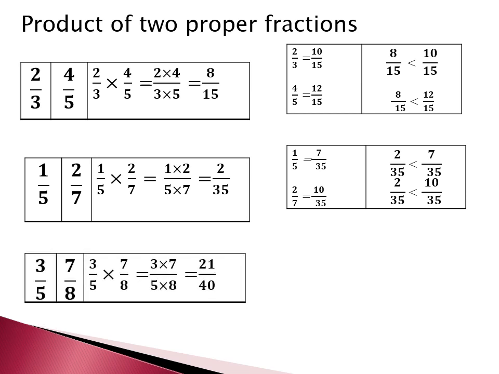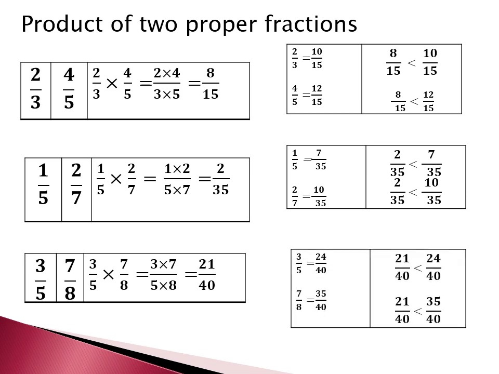Again, take 3 by 5 and 7 by 8, and the product is 21 by 40. If you take the conversions, you will get equivalent fractions, respectively 24 by 40 and 35 by 40. So this 21 by 40 is less than 24 by 40 and also 35 by 40. That means 21 by 40 is less than 3 by 5, and 21 by 40 is less than 7 by 8. That means the product of the two proper fractions is less than each of the fractions.